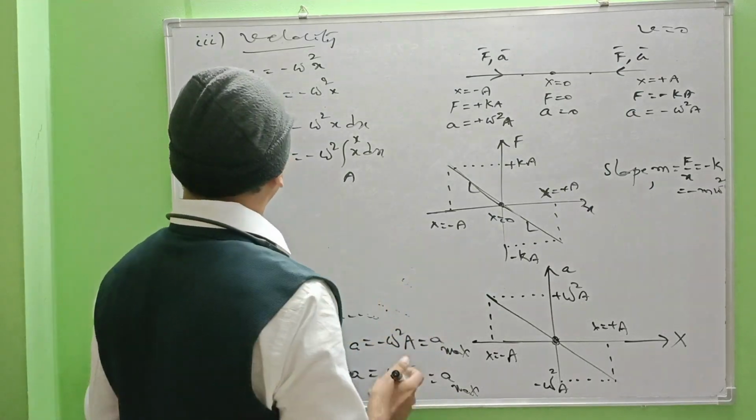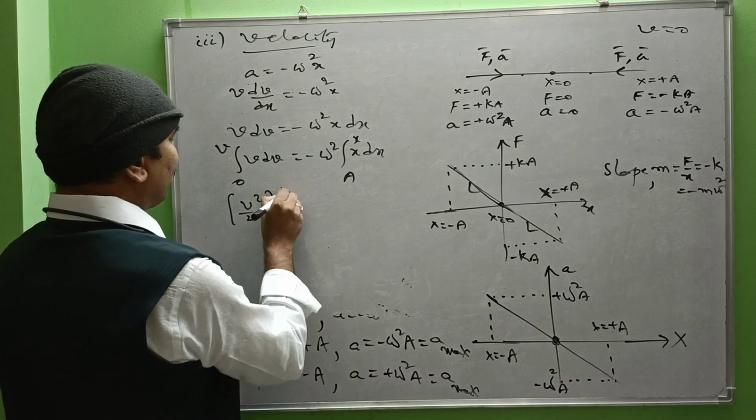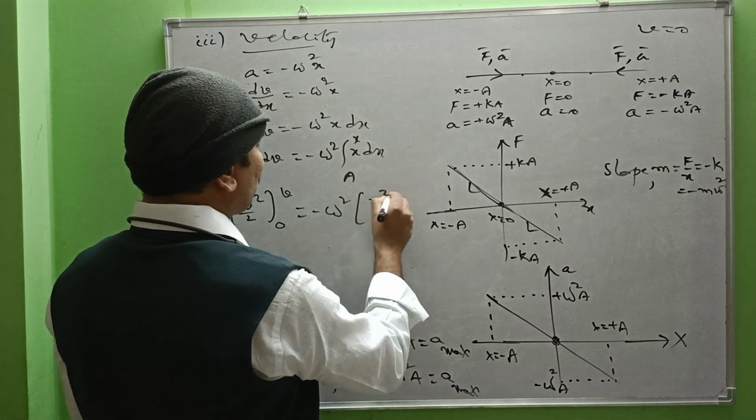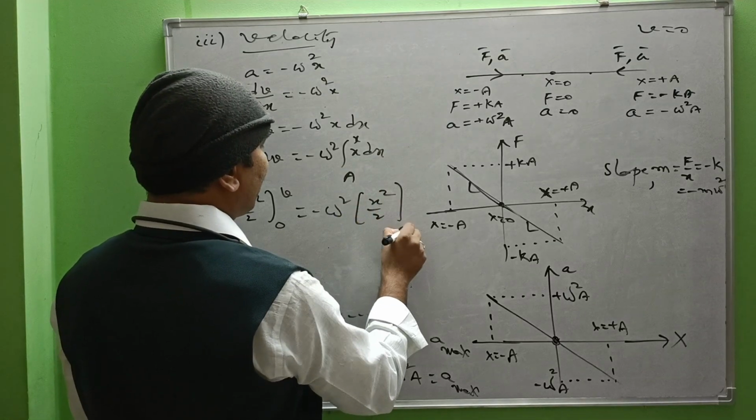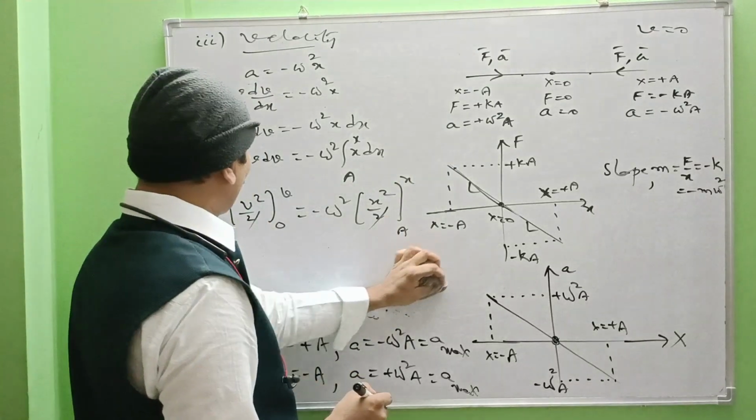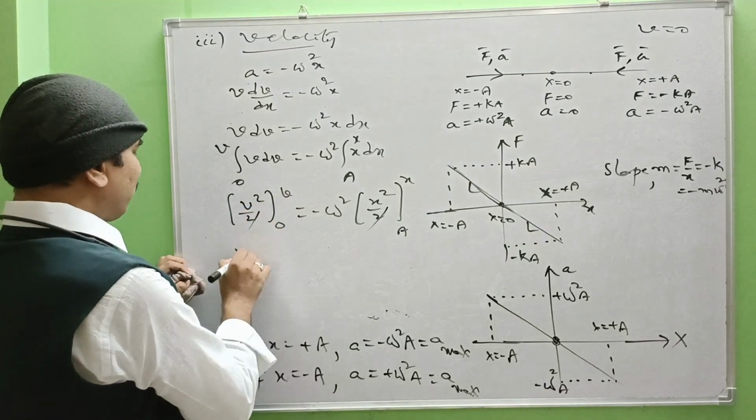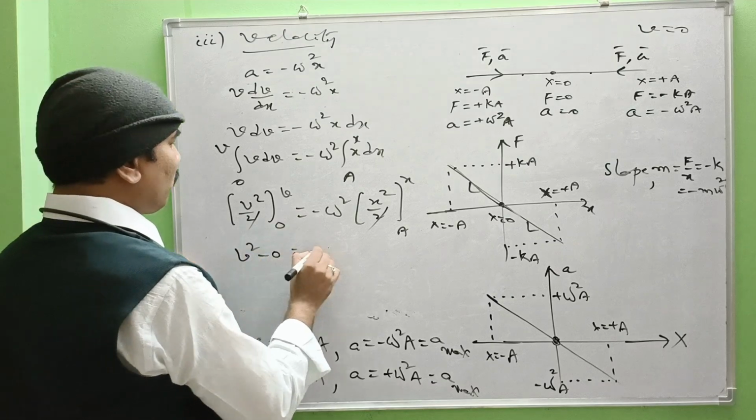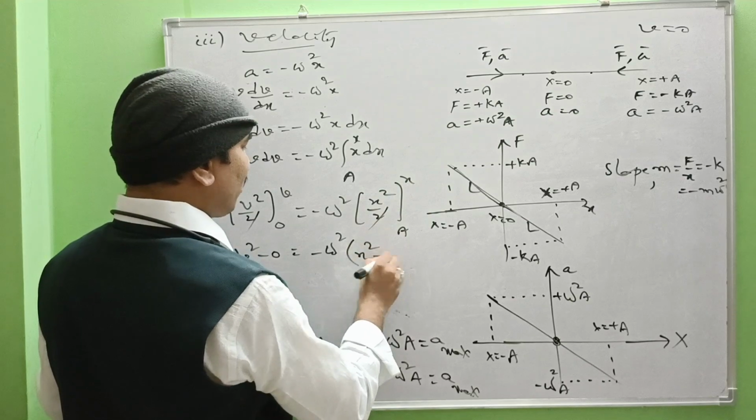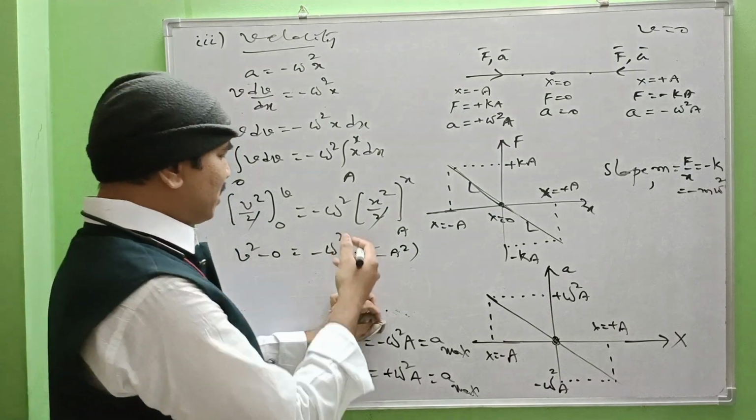Now integral v dv means v square by 2 with limits 0 to v, equal to minus omega square into integral x dx, which is x square by 2 with limits a to x. Now 2 and 2 get cancelled. We are left with v square, and under the limits, v square means v only. Therefore v square minus the lower limit 0 equals minus omega square into x square minus a square, taking the limits.